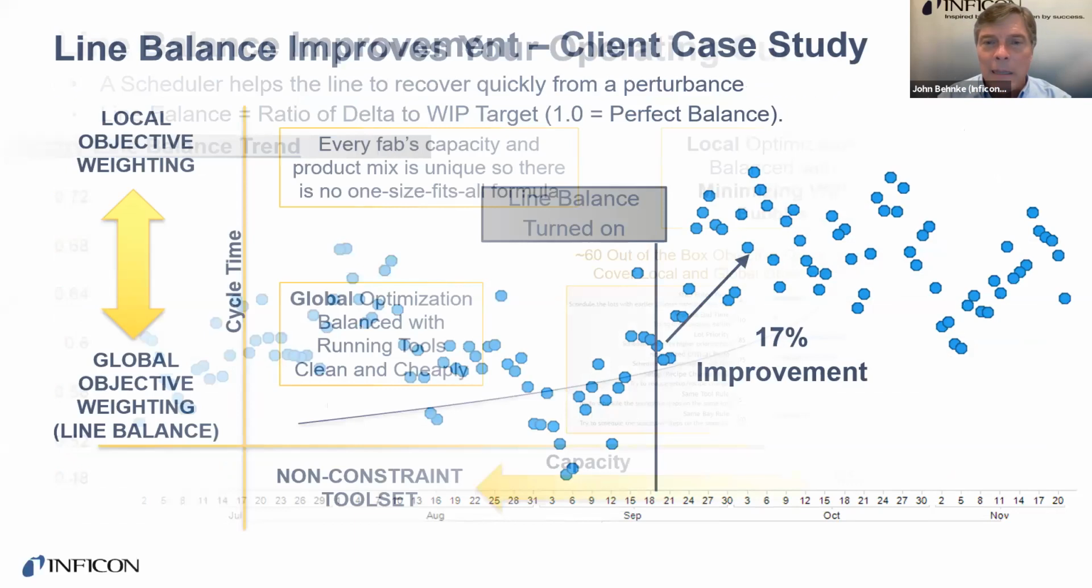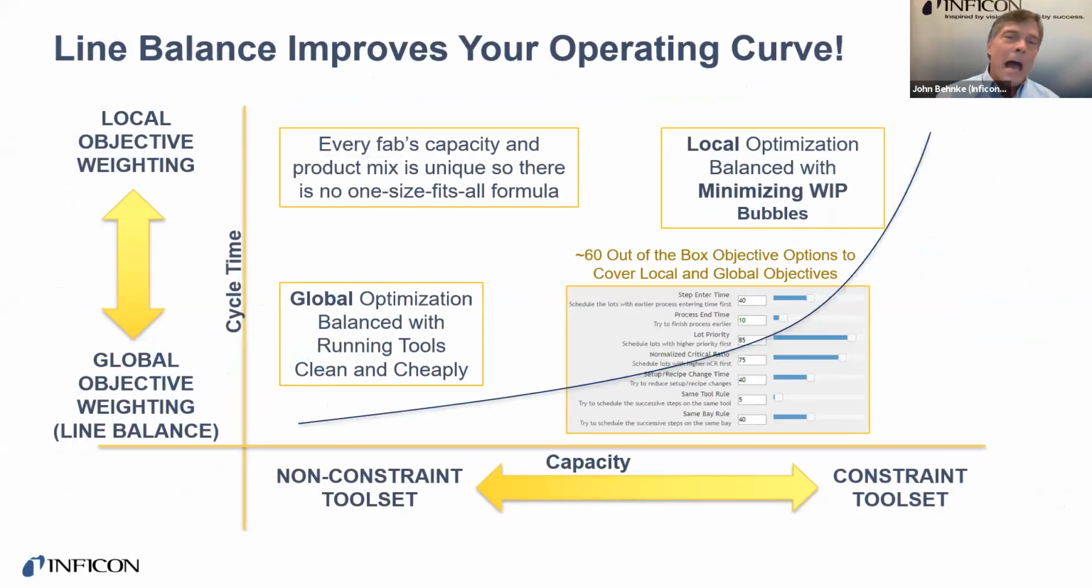Another way of looking at this is an operating curve. An operating curve is a classic industrial engineering term, and I don't want to belittle it for anybody, but it's effectively a curve that for any given factory represents the impact of capacity on cycle time.